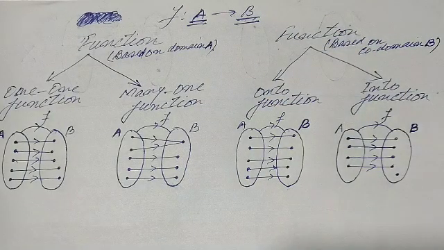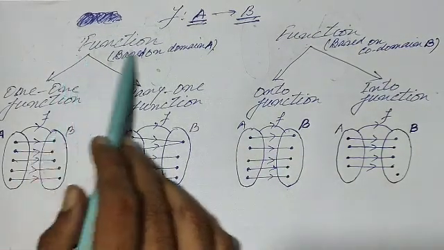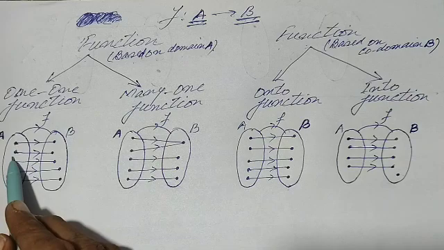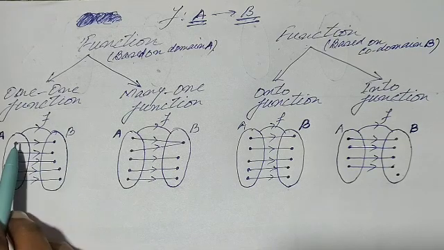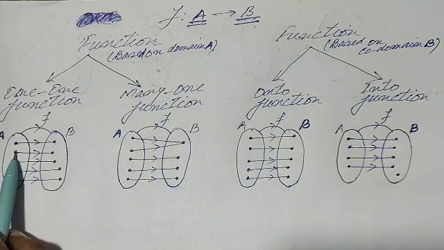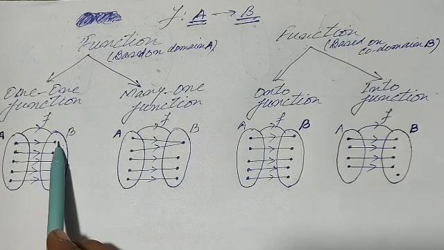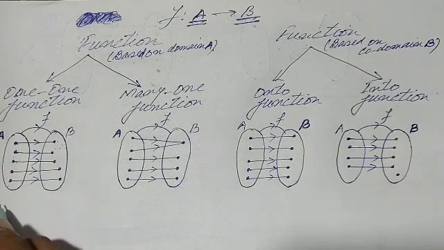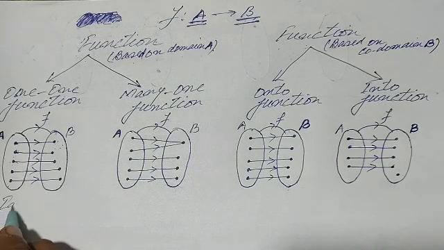The functions can be classified in two ways. First classification is based on domain and the second classification is based on codomain. So let us talk about both of them one by one. So first, the classification of function based on domain A. One possibility is that each and every element of domain has a distinct image in codomain B. Or in other words, we can say that no two elements of domain have same image in B. This kind of function is said to be a one-one function, which is also known as injective function.